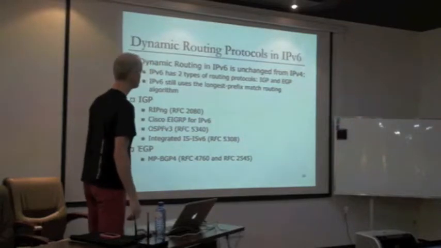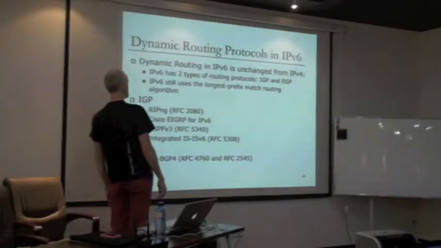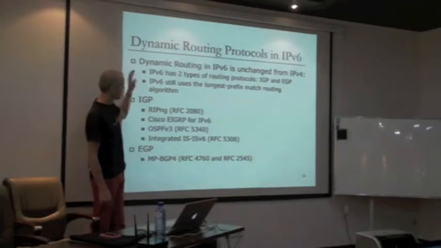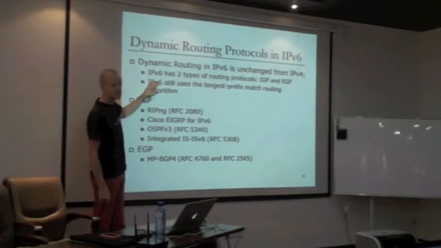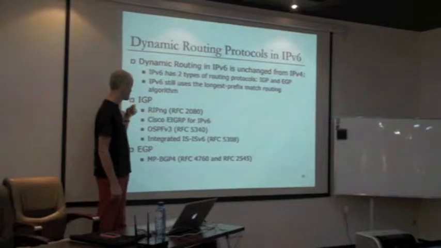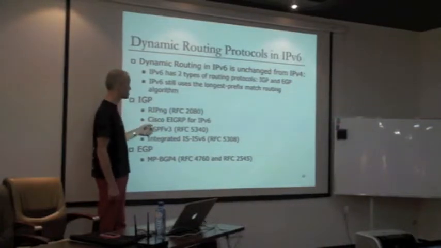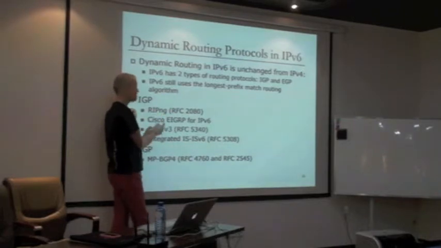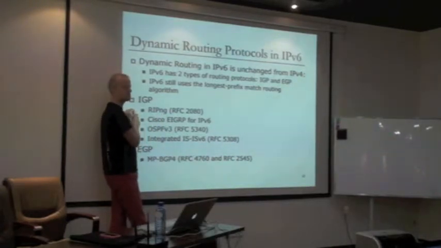Dynamic routing protocols in v6, these are no different from v4. We still have IGP and EGP. We still use longest match lookup. We still have RIP. We still have EIGRP. We still have OSPF. We still have ISIS. But these 4 protocols have been extended to support v6 prefixes as well.